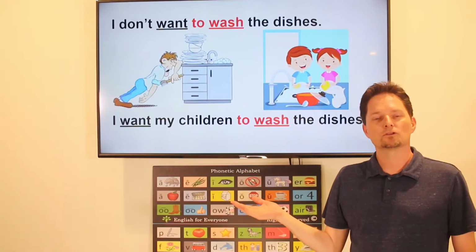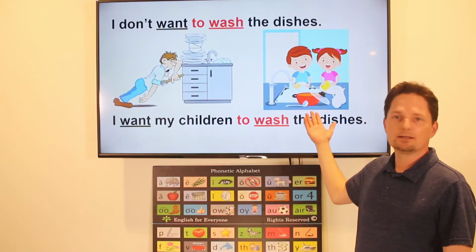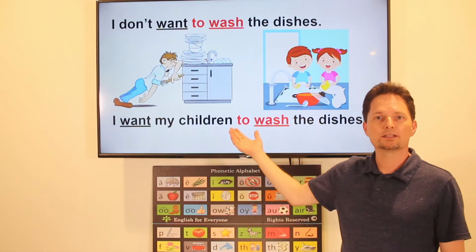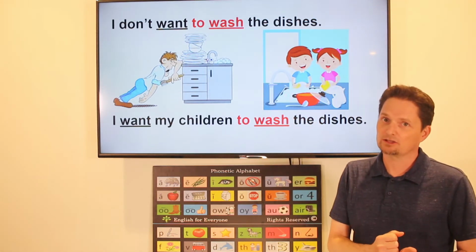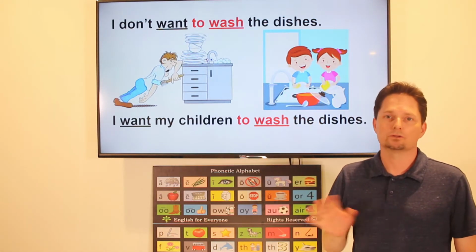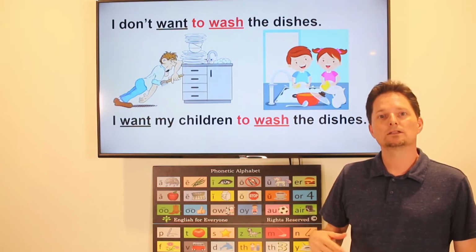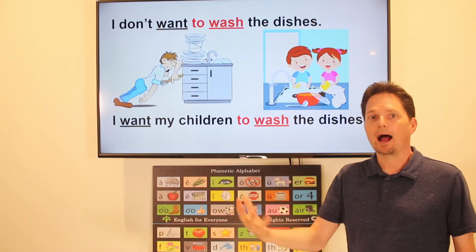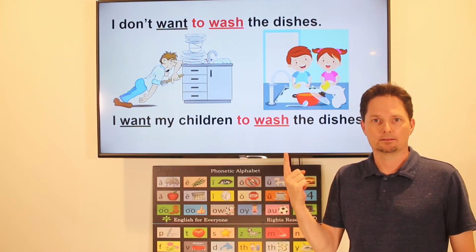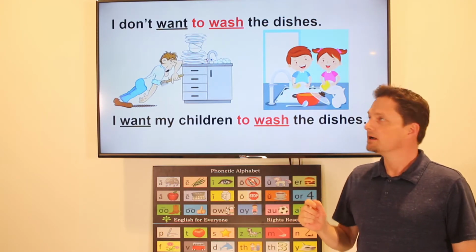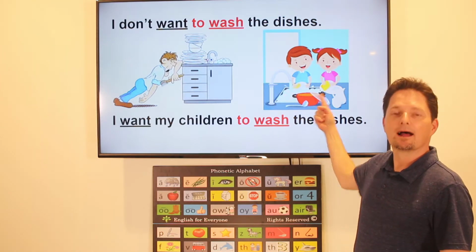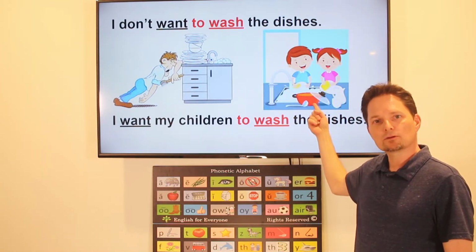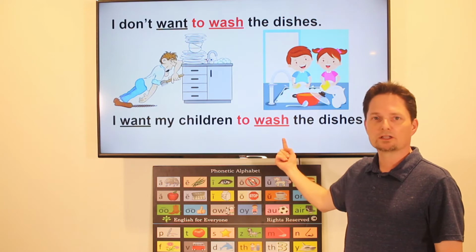Very good. Examples with negative. I don't want to wash the dishes. I have to wash the dishes, but I don't want to wash the dishes. I want another person to wash the dishes. I want somebody to wash the dishes. My children. I want my children to wash the dishes.